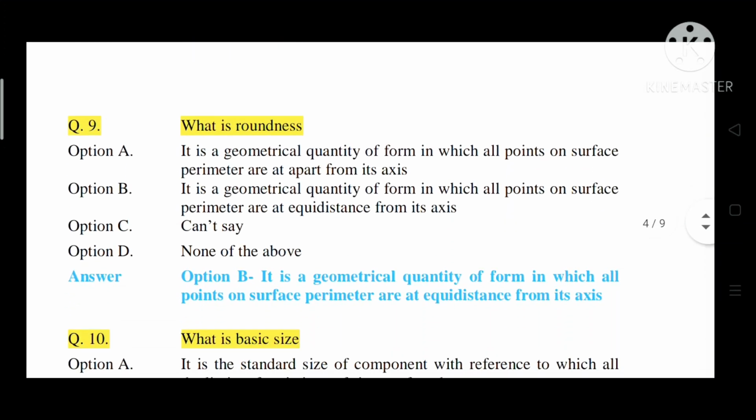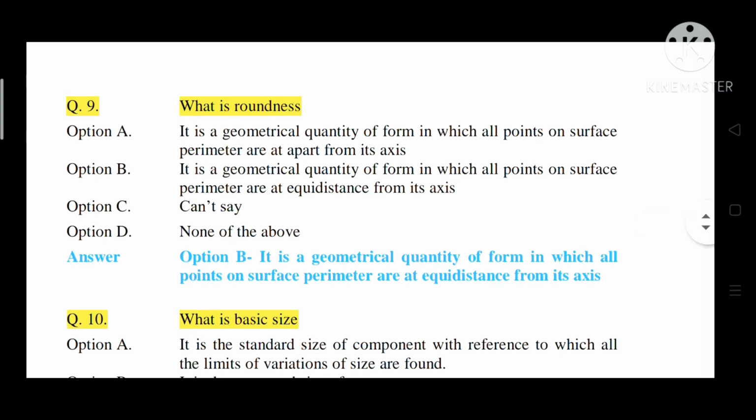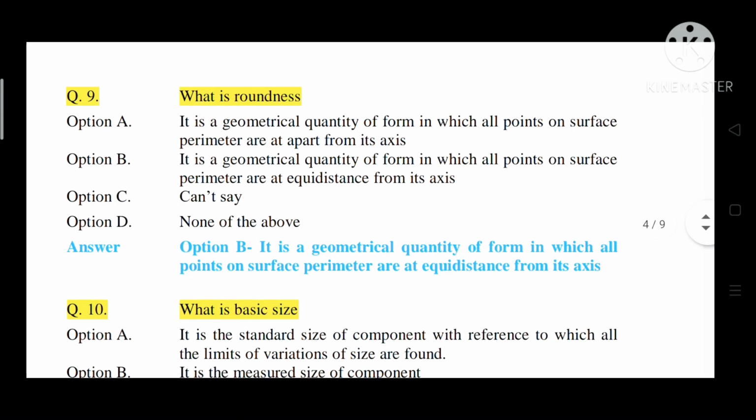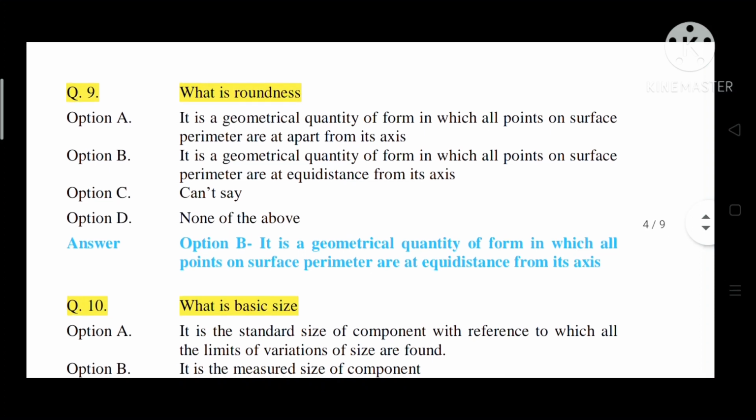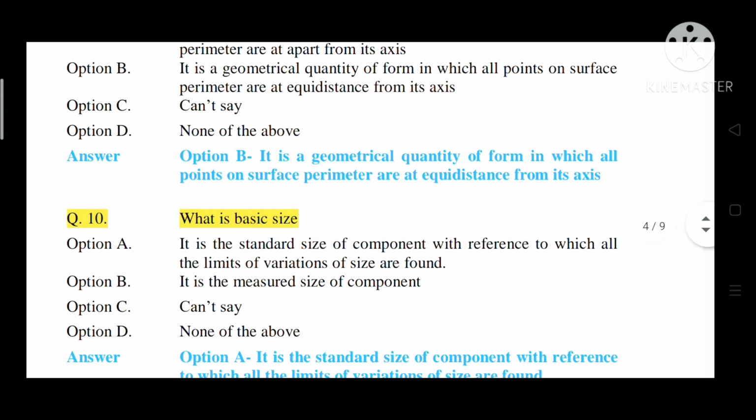Question number 9. What is roundness? Options are: option A, it is a geometrical quantity of form in which all points on surface perimeter are at varying distances apart from its axis. Option B, it is a geometrical quantity of form in which all points on surface perimeter are at equidistance from its axis. Option C, can't say. Option D, none of the above. So correct answer is option B, that is, it is a geometrical quantity of form in which all points on surface perimeter are at equidistance from its axis.